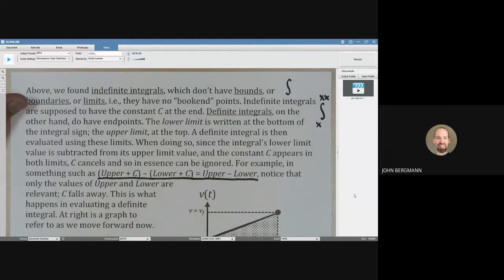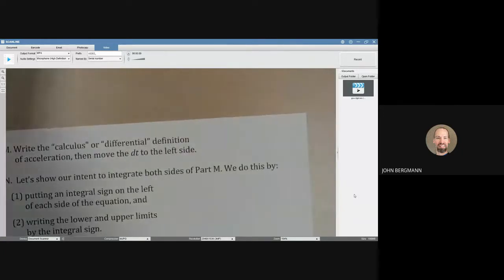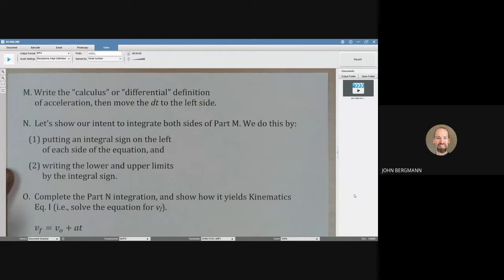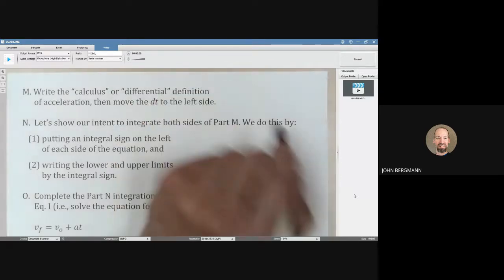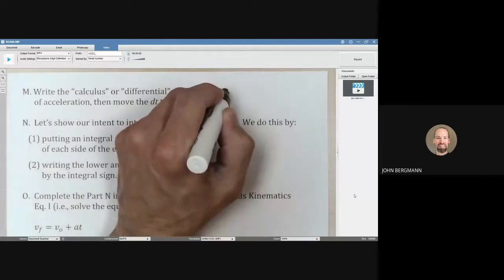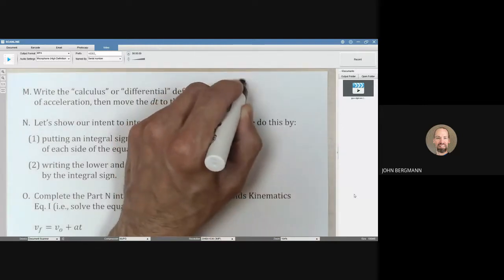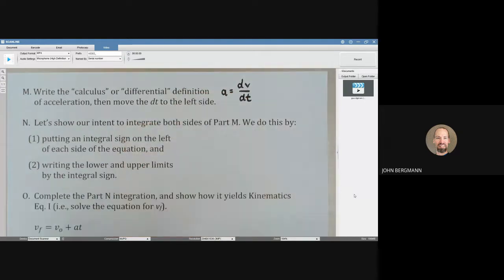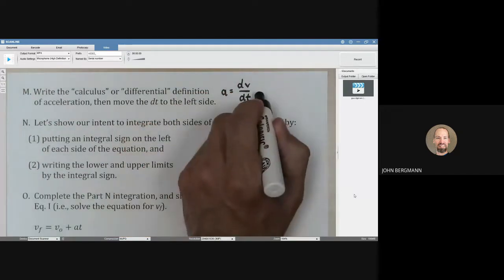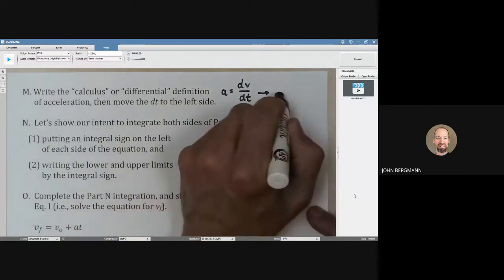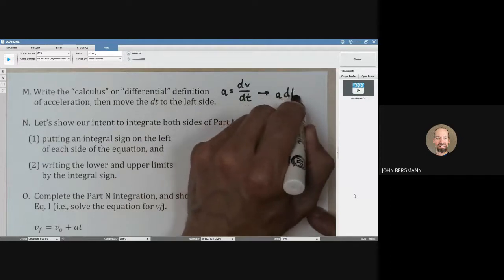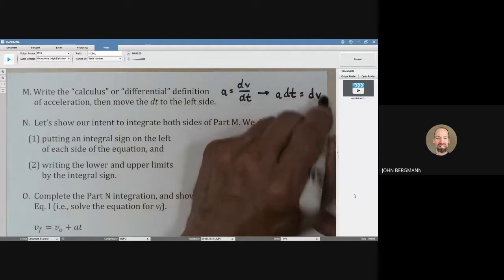All right. So let's do a little bit of work with a definite integral. Let's write the calculus or the differential definition of acceleration, and then let's move the dt to the left side. The calculus or differential definition of acceleration is a equals dv/dt. We talked about that earlier. Now, it asks us to move the dt to the left side. So that's going to give us a times dt is equal to dv.